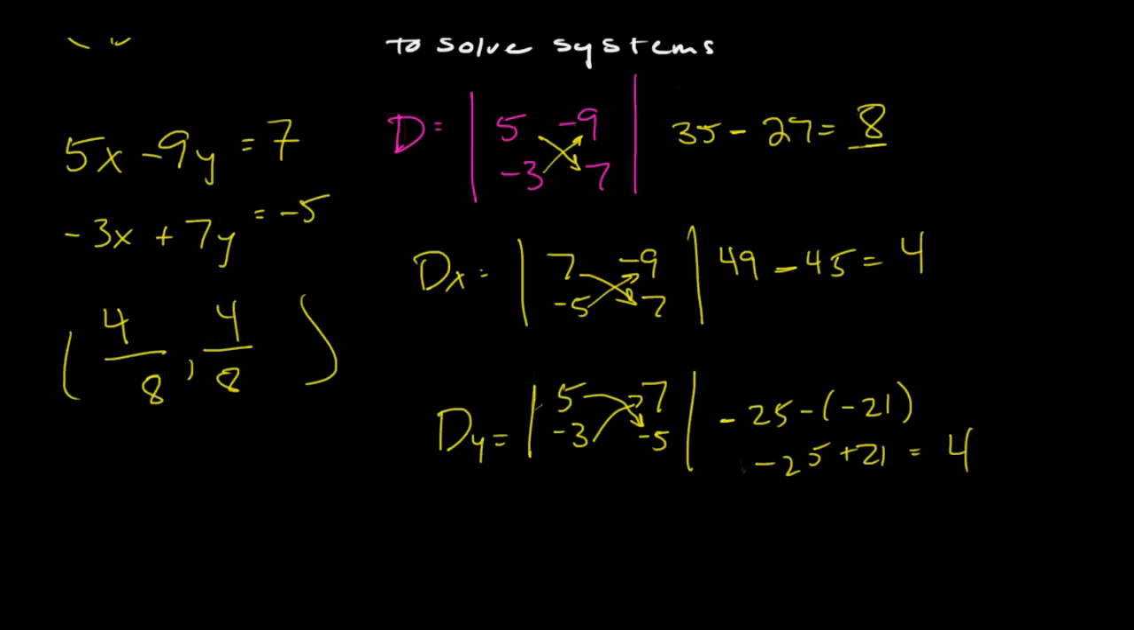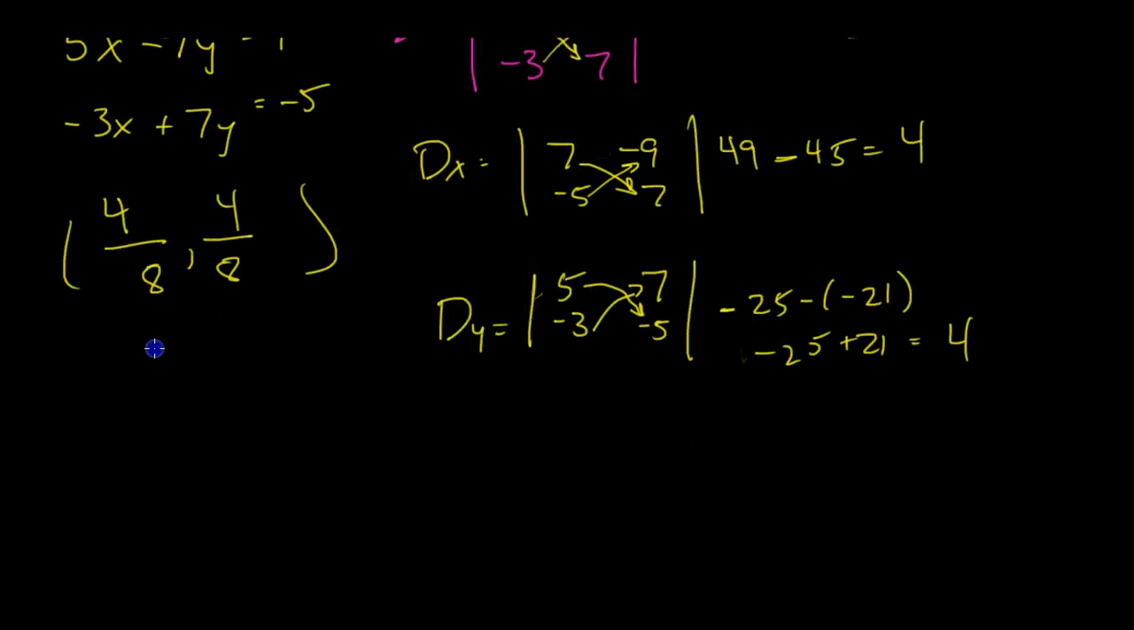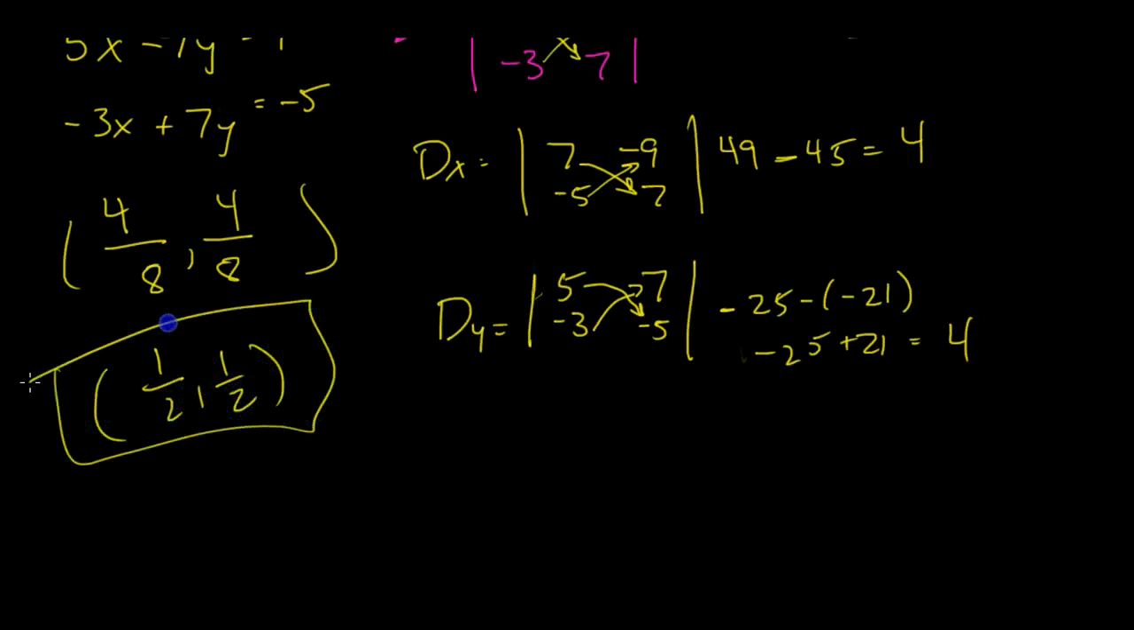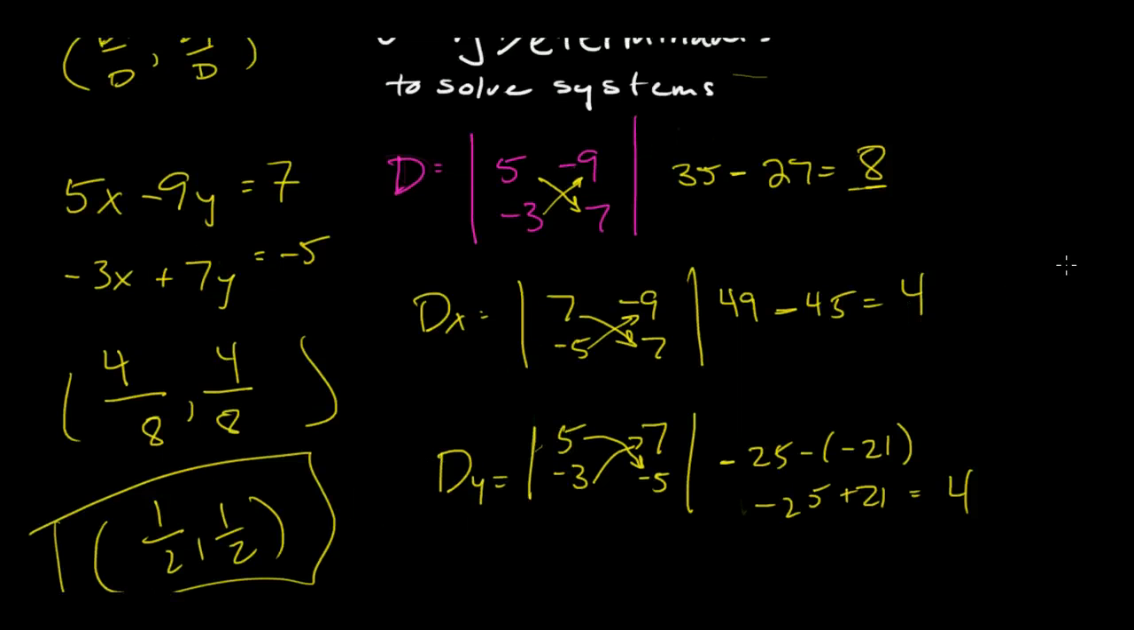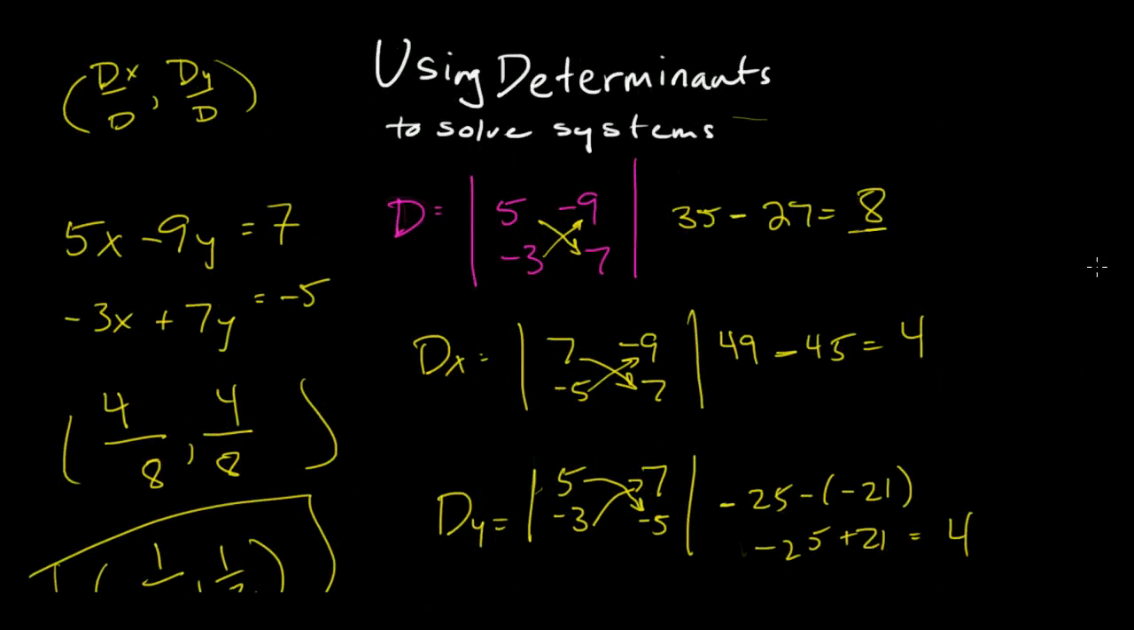So our solution set here will be 1/2, 1/2. See how that was built right into the expression for us? All we had to do was find the determinants, create the ratio, and then reduce. So that's how you solve a two variable system with determinants.